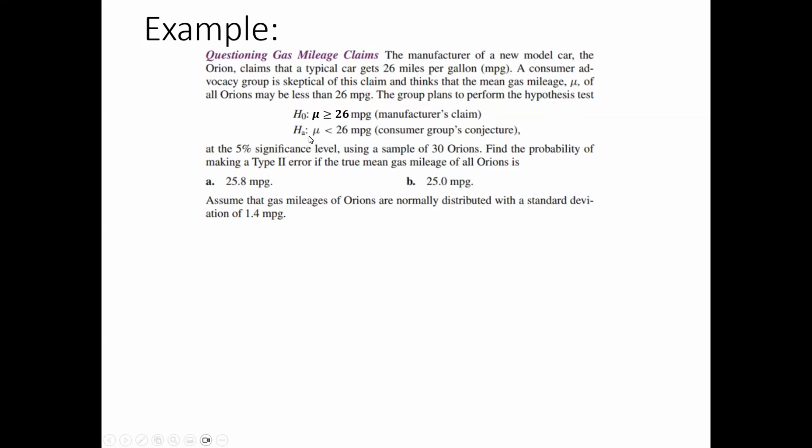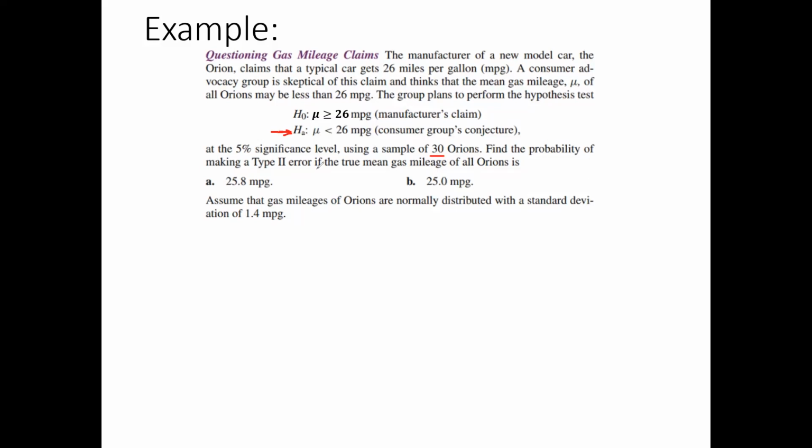So the setup of their hypothesis test is that the null hypothesis is that the Orion car model gets 26 miles per gallon or more. And the alternative is what they're actually wanting to test, and that's why we put that in the alternative. So the alternative is where we put the question that is of interest. So at a 5% significance level, they're going to do this, and they're going to sample 30 cars. So what we want to do is use this example to find the probability of making a type 2 error.